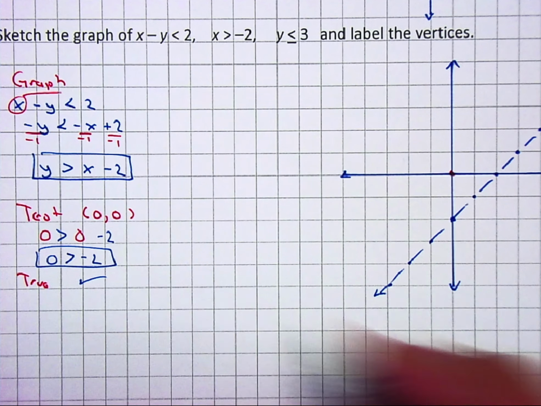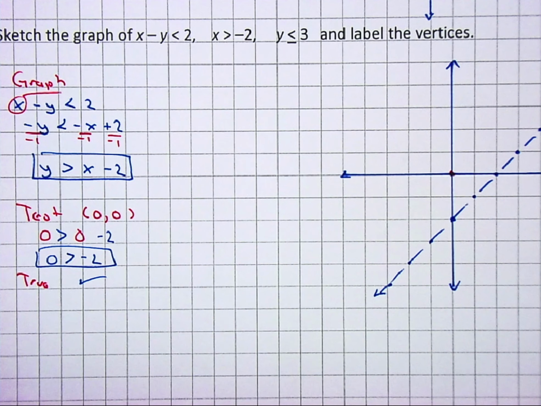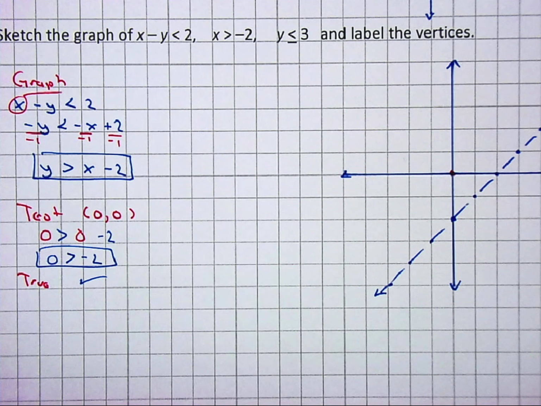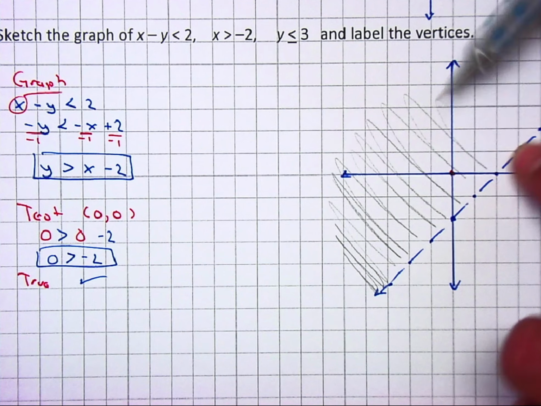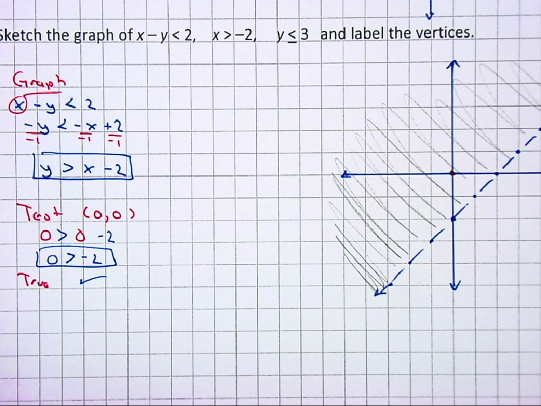So that means that this point is a solution. So that means that all the points that are solutions are on this side. And I'm going to shade it very nice, very light, because I'm going to have to go back and erase part of it. I'm going to grab the second one.